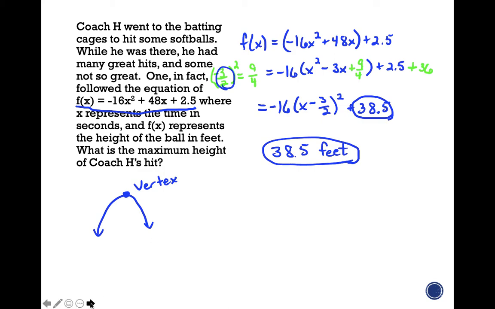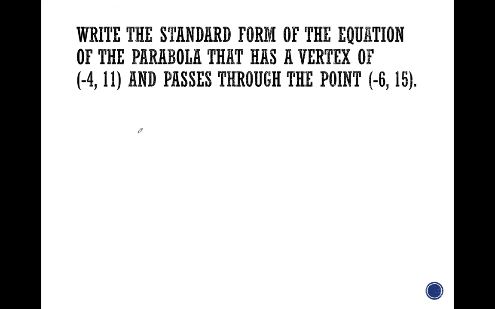One final problem I want to walk through is part of your homework assignment today. I am going to give you various information about a parabola, and your job is going to be to take that information and, as it says here, write the standard form of the equation. So let's talk about this process real quick.